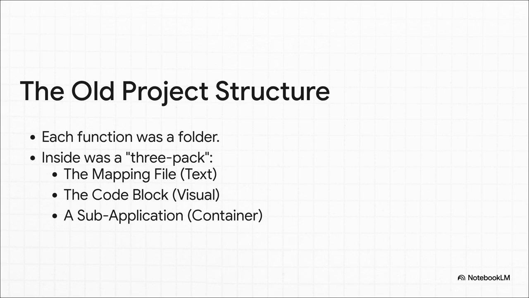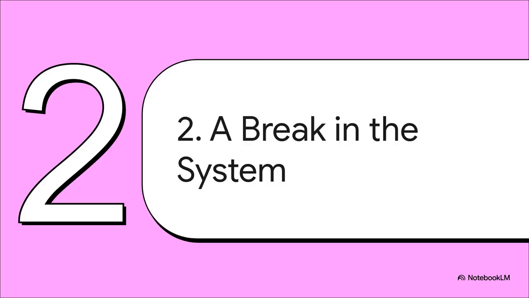And you can see here just how messy this got. The system basically forced every single function into what the source material calls a 3-pack of files. You had the visual code, you had its container, and then you had that pesky mapping file. Think about that. Just to understand one single function, you're digging through folders and opening up multiple files. It just made projects so cluttered and, honestly, a real nightmare to navigate. So this structure wasn't just a little inconvenient. It created some very real, very painful problems for developers. The creator of logiBUS himself actually called it a break in the system.